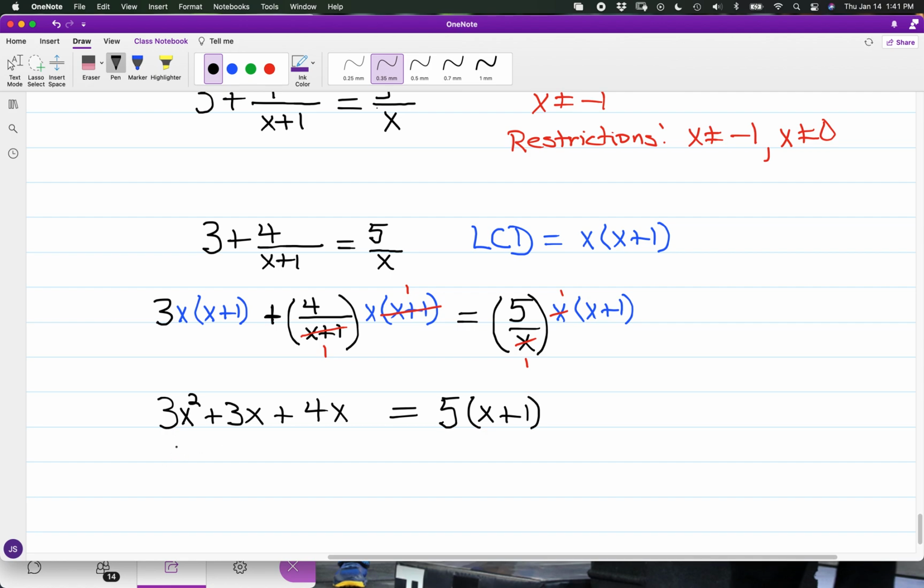And working with what we have now, so you got 3x squared, 3x plus 4x, okay, so this will become 7x. And for 5 over the quantity of x plus 1, so this is going to be 5x plus 5.